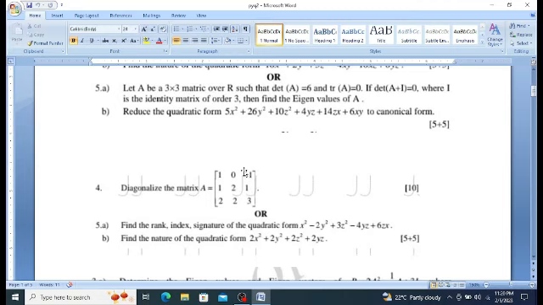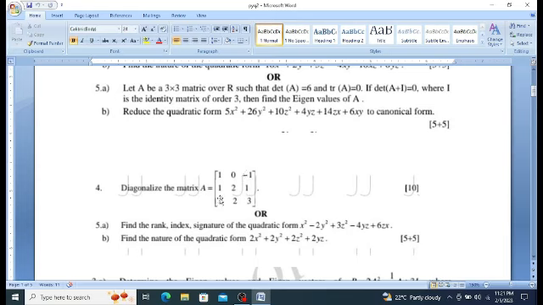After getting the modal matrix, you need to find the adjoint of P. You need to find P inverse. To find P inverse, you have to use the formula P inverse is equal to adjoint P by determinant of P. And to find the adjoint of P, there is one method. That method I have explained in my previous videos. Check those videos.